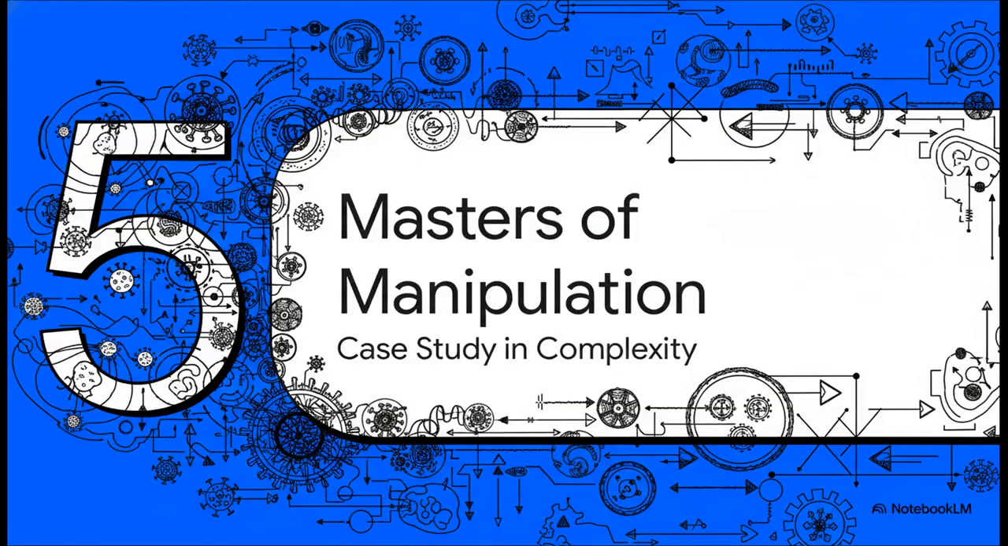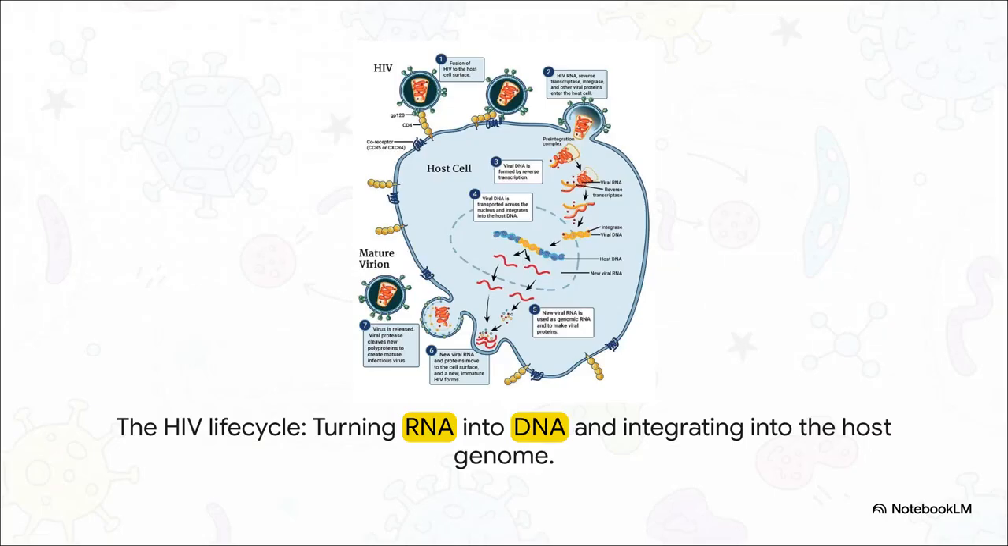All right, for our final section, let's look at some of the most sophisticated strategies of all. Here, we're going to see viruses that don't just use the host machinery, they manipulate it with a level of complexity that is, frankly, just staggering. And our case study for this is HIV, a retrovirus. Its life cycle is already wild. It uses reverse transcriptase to turn its RNA genome into DNA, which then gets integrated permanently into our own genome. From that moment on, it is completely dependent on the host cell's own RNA processing systems to make new viruses.